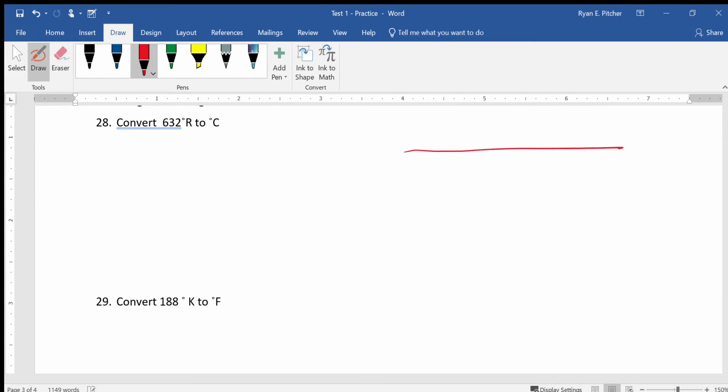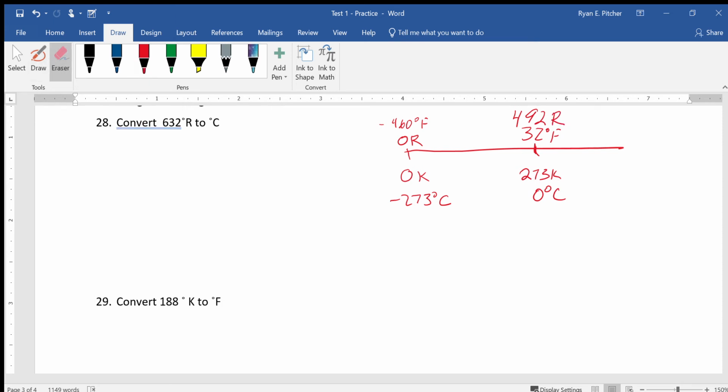I always like to draw a temperature line. We have absolute zero down here, so we have 0 Kelvin, minus 273 degrees Celsius, 0 degrees Rankine, minus 460 degrees Fahrenheit. And then up here we have freezing, which happens at 273 Kelvin, 0 degrees Celsius, 32 degrees Fahrenheit. Now, this is one that people have to make sure they watch for, but it's 492 Rankine. I transposed those two really quick here.